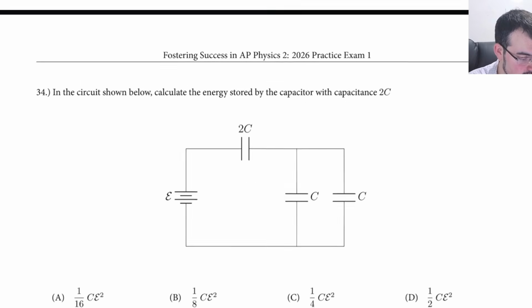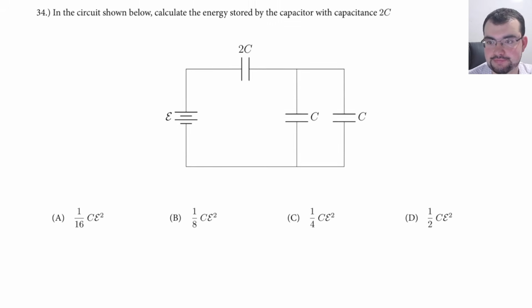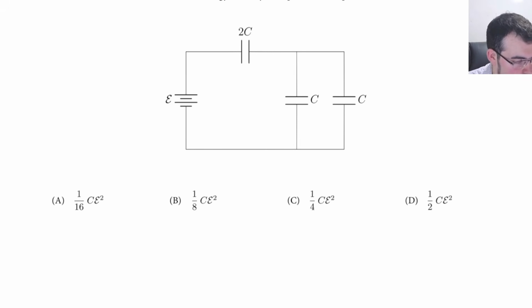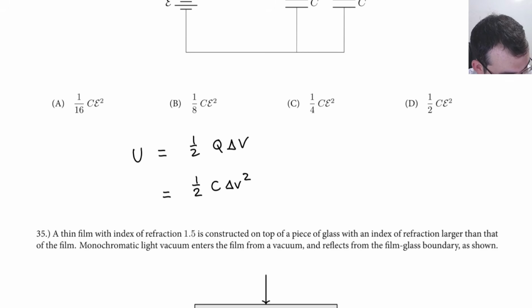All right, RC circuit. In the circuit below, calculate the energy stored by the 2C capacitance. Alrighty, well, remember we have 3 energy storage formulas. We have U equals 1/2 Q delta V, which is equal to 1/2 C delta V squared, or 1/2 Q squared over C.